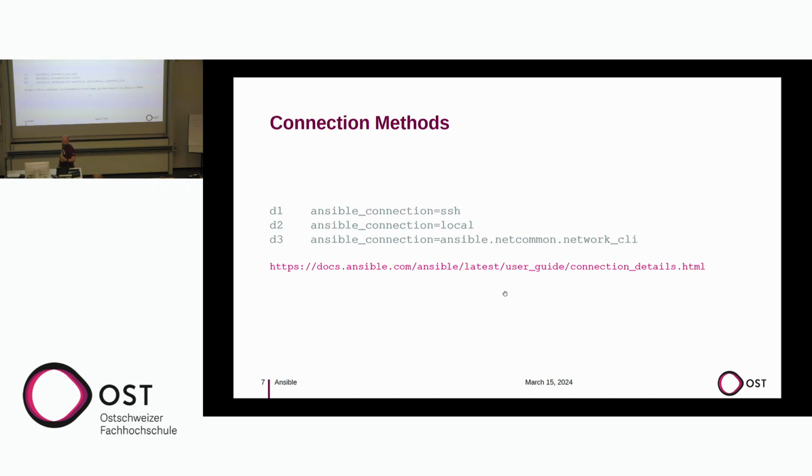Connections in our lab will be important, so we can define the connection plugin used. For example, here we would normally use network CLI if we are looking at the traditional, legacy CLI approach. We can define this variable. In this case it would make sense to define it on the group router, and then all the routers will have this variable.